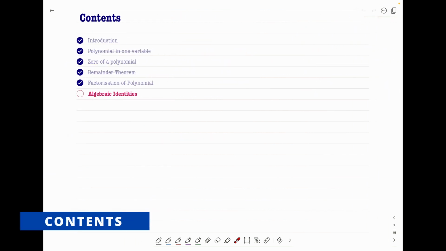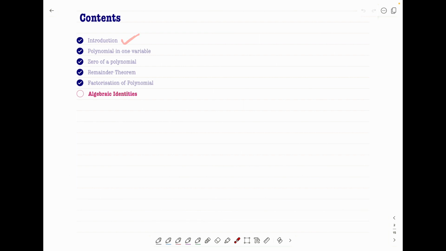We have covered what is a polynomial, the algebraic expression part. We have covered what is a polynomial in one variable and the two conditions for a polynomial in one variable. We have covered what is the zero of a polynomial, and how to calculate the zero of a polynomial. We have covered the remainder theorem and factorization of a polynomial. These things we have covered. Okay, so today we will cover algebraic identities.